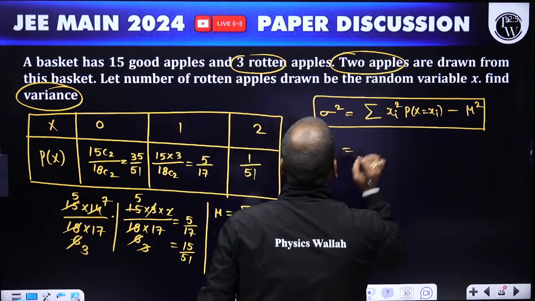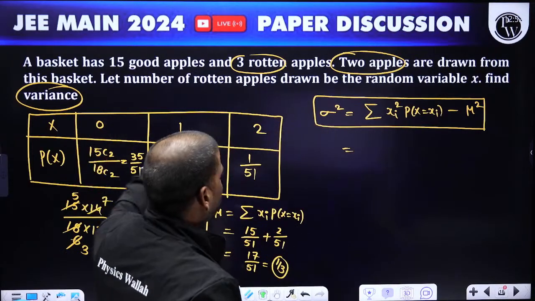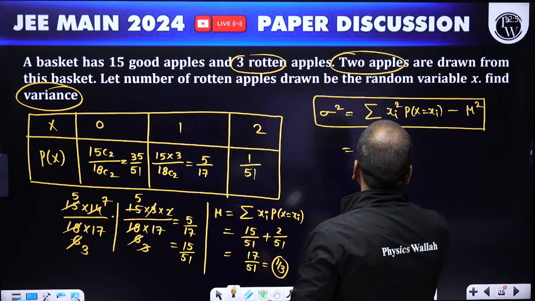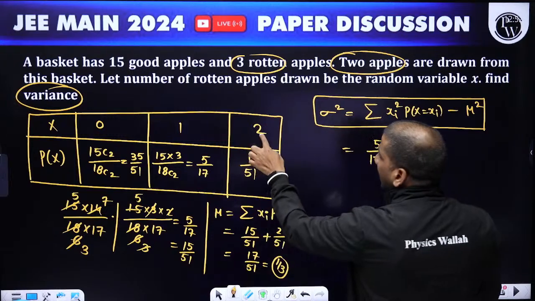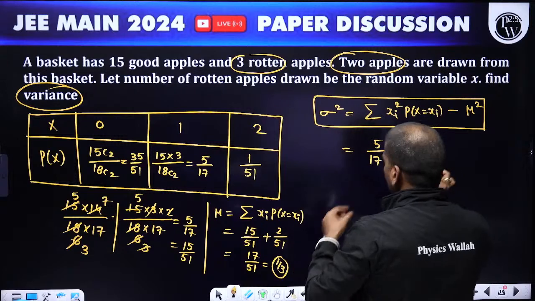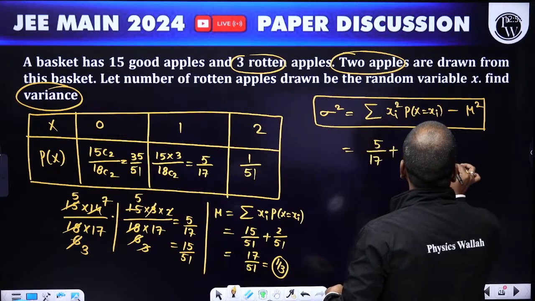Now, we can write xi square. Anyhow, it will become 0. And this one will be 1. 1, that means 5 by 17. Plus xi square, 2 square 4. 4 by 51. Minus mu square, 1 by 9. So, that's all. See how simple it is.